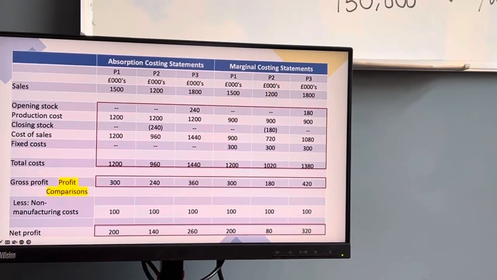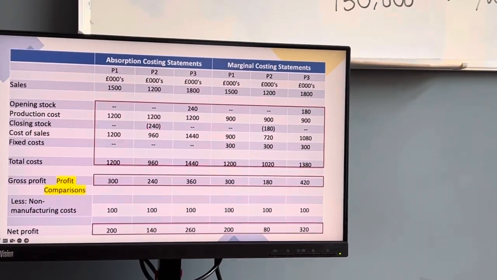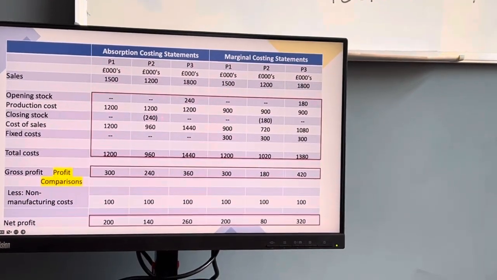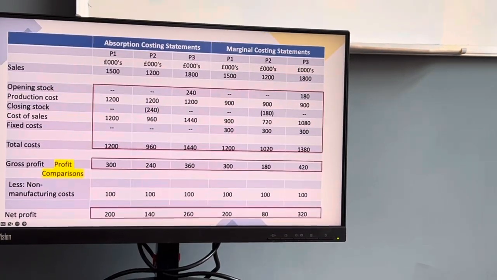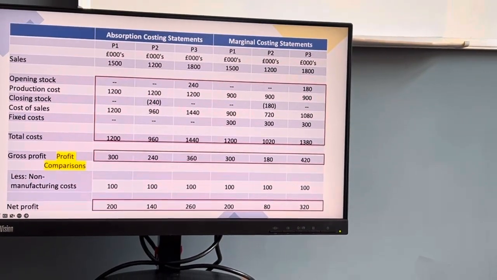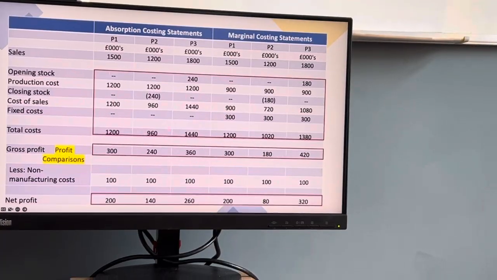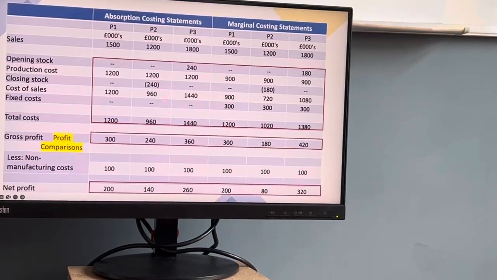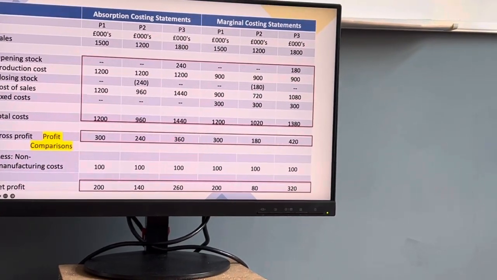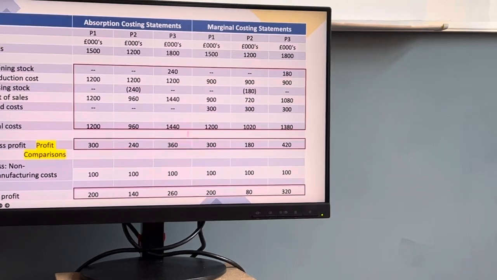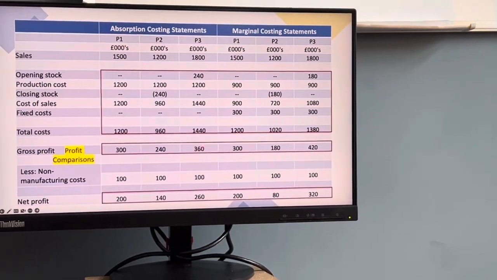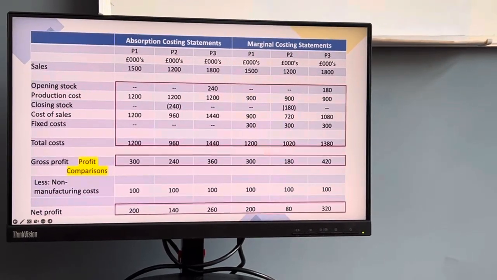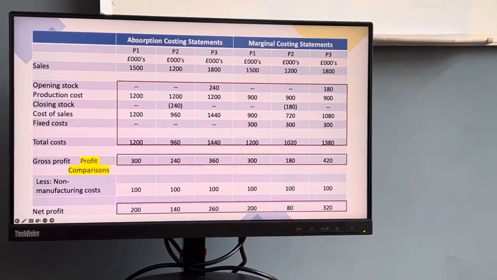Basically that means we are going to increase inventories. Look at the closing stock here, which defers some of the fixed overheads to the future, in this case to period 3. Look at period 3 here. The absorption costing method generates lower profits. Why is this the case? Where sales exceed production, the marginal costing system produces higher profits.